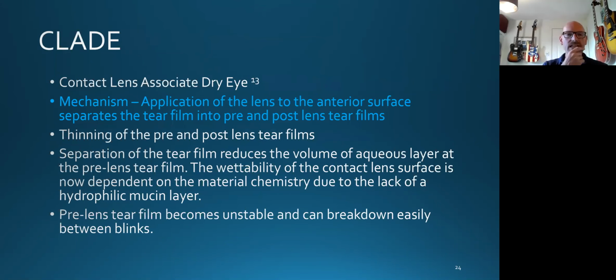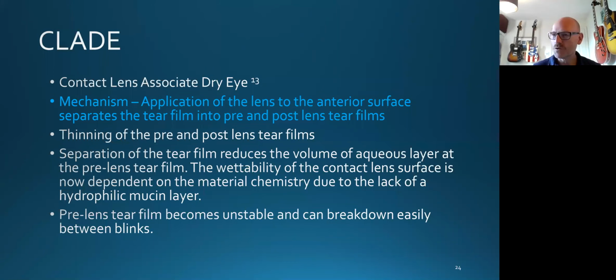So contact lens associated dry eye. Let's get familiar with this. We looked at the TFOS-DEW's definition of dry eye. Now we're going to be specific at that dry eye which is caused by contact lens wear. So the mechanism is the application of the lens onto the anterior surface. When we place the contact lens into the tear film, it separates the tear film to give us pre and post lens tear layers.